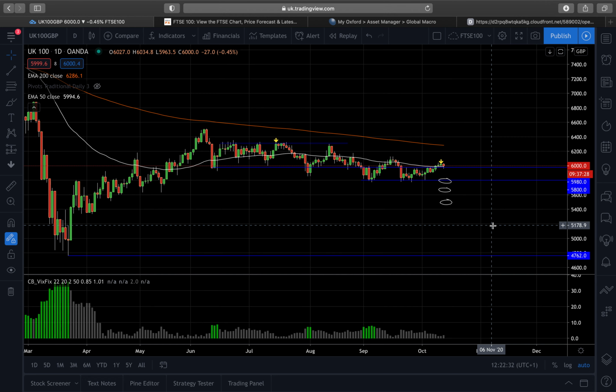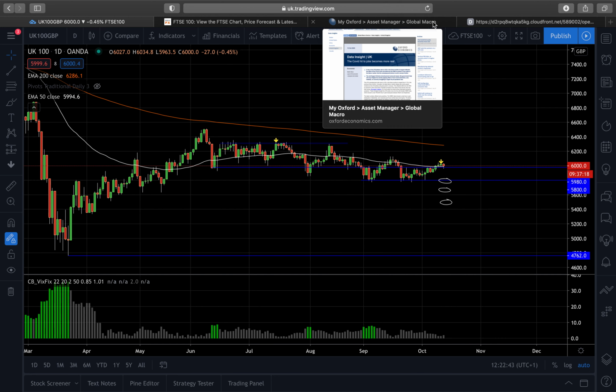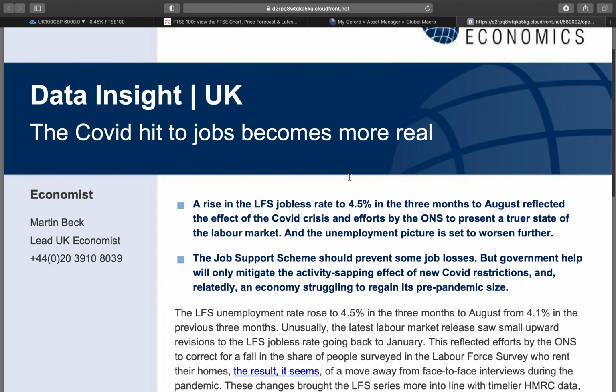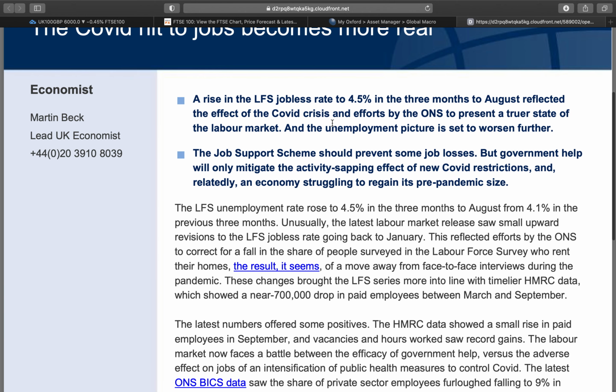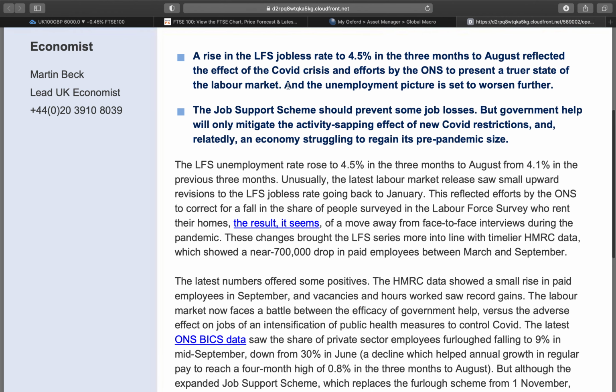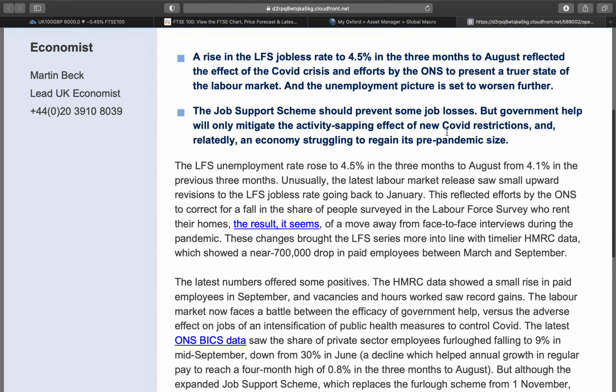If we look at fundamentals, I use a few things. Obviously, the news is one. It's clear to see that the UK economy is struggling. I use a research provider called Oxford Economics. They're primarily institutional, but they're very good. Their latest article on the UK itself, as we can see, the LFS jobless rate has risen to 4.5%, and the unemployment picture is set to worsen further.